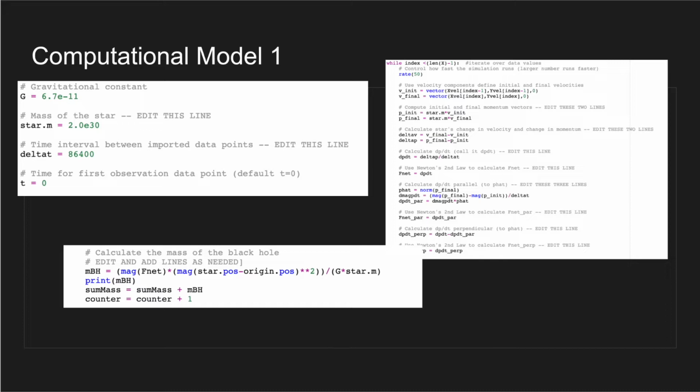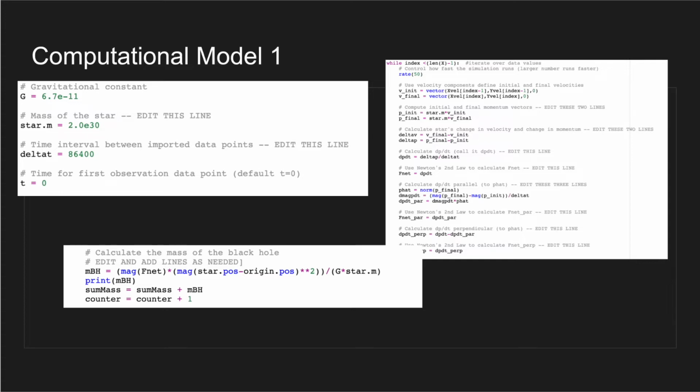On my screenshot towards the right, my calculations using Newton's second law are shown. I calculated the initial and final velocity, which I used to calculate the initial and final momentum. This allowed me to calculate dp dt and use that value to approximate F net. Using vector calculations, I was also able to find the parallel and perpendicular components of F net.